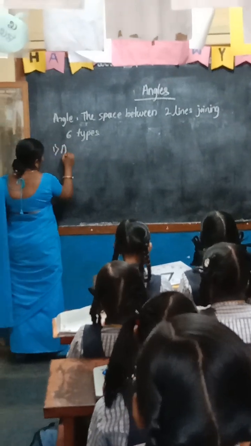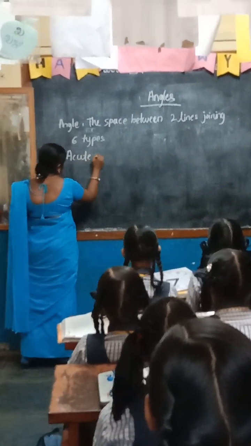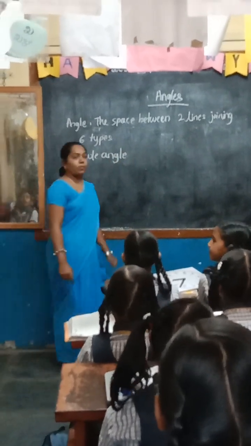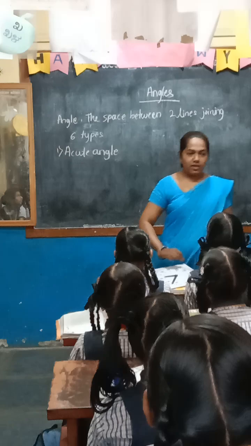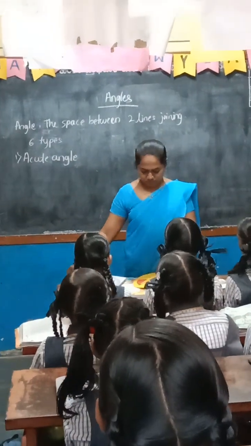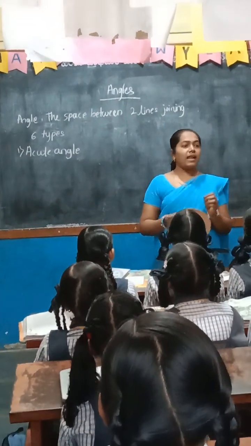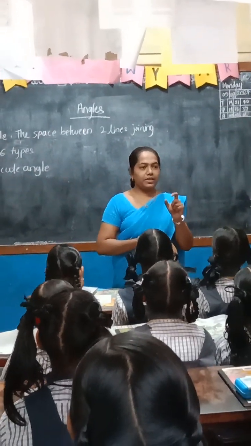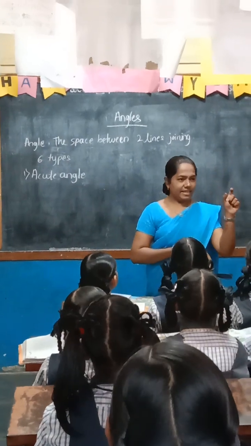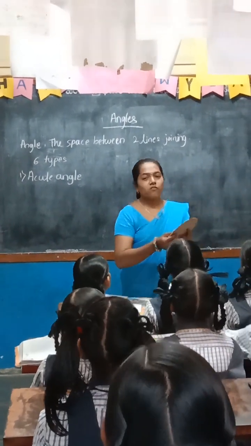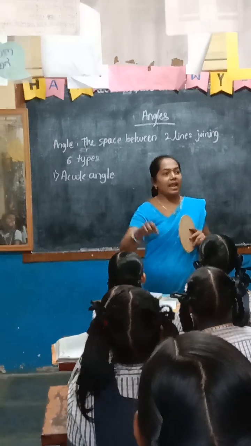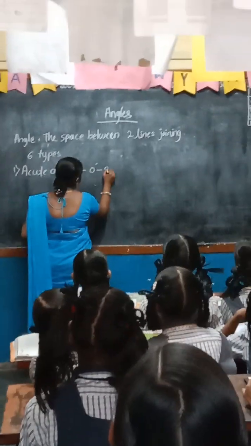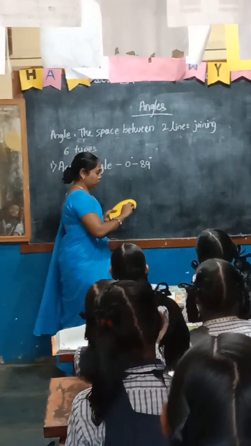Right angle. So let's know about the acute angle. Acute angle means it starts from 0 degree to 89 degree. From 0 degree to 89 degree, it is known as acute angle.